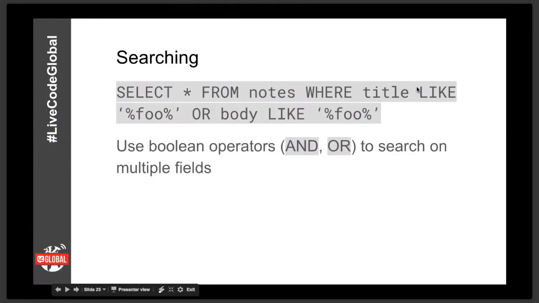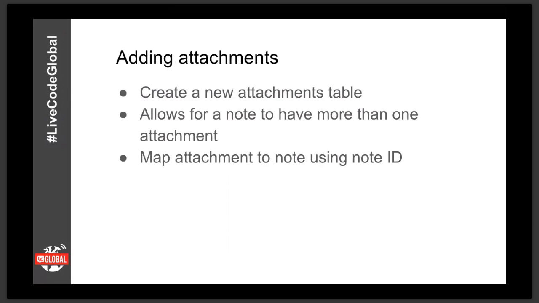So that's searching covered. Next thing we might want to do is to extend our app with more tables. Now at this point we've only ever used a single table, which is a notes table, but let's say we want to add attachments to our notes. For example, maybe an image or a file or something like that.